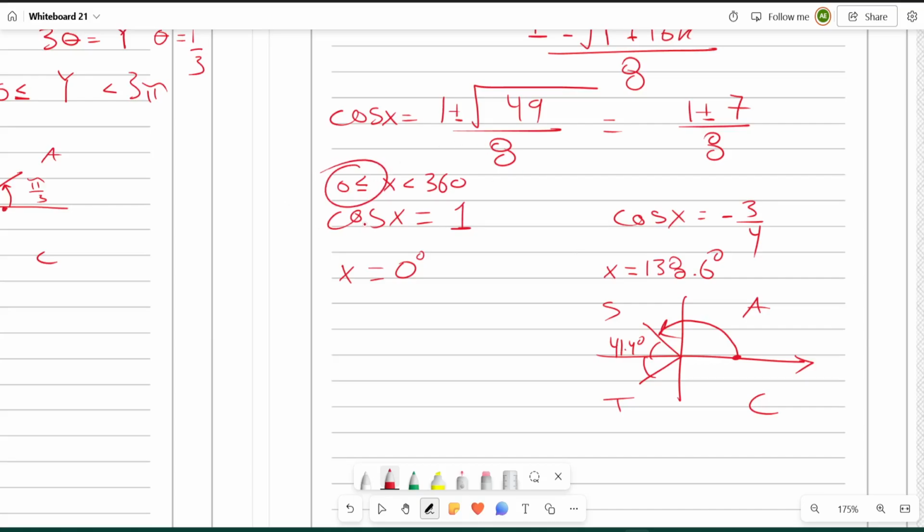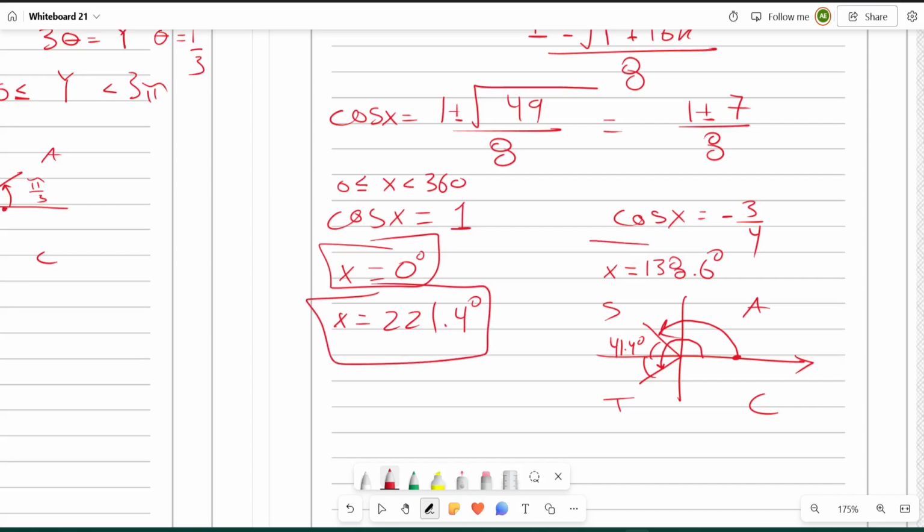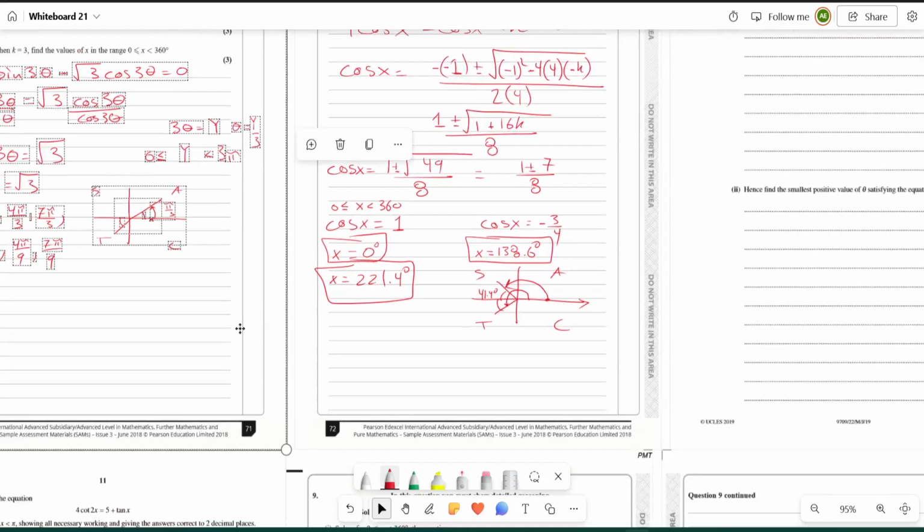My range is until 0, so I cannot go below 0. So I'm not going to even bother getting the clockwise answer. So I'm just going to keep on doing the anti-clockwise ones. So this one seems like it's 180 plus this 41.4. So the next answer is going to be x equals 180 plus 41.4. This is equal to 221.4 degrees. So my answers over here are basically going to be x equals 0, x equals 221.4, and x equals 138.6. These are the final answers.